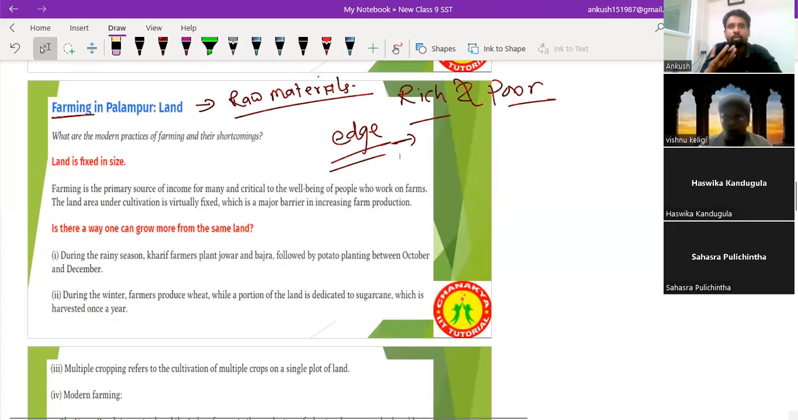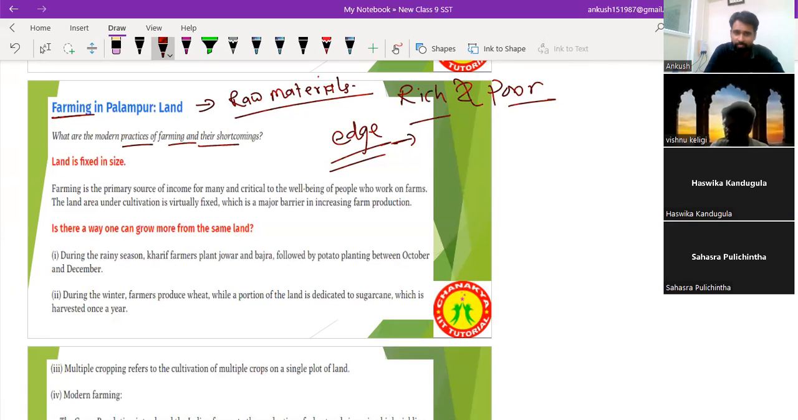Let us understand how the things are being distributed and how the people are gaining or achieving their prosperity. Even the people who are not able to achieve it, how do they survive there and lead their life? We have already understood what the factors of production are. Now we will see the farming in Palampur, how they take the farming. What are the modern practices of farming and their shortcomings? Shortcomings means the problems which have arisen.